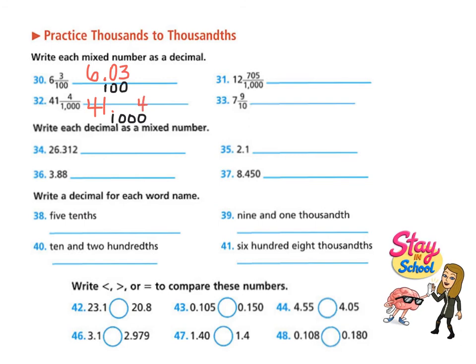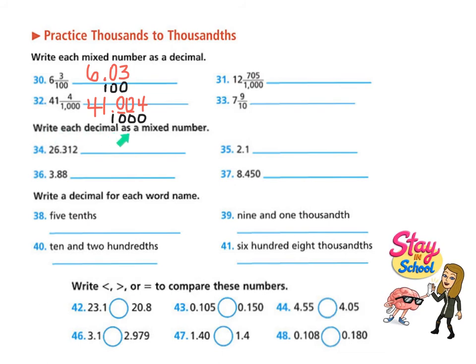Now that opens up 2 gaps. So I need a 0 in the tenths and a 0 in the hundredths place. So this is the same as 41 4/1000ths, 41.004. You will complete 31 and 33.